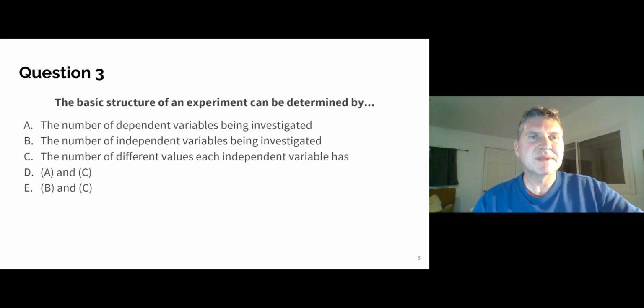A third question. The basic structure of an experiment can be determined by the number of dependent variables being investigated, the number of independent variables being investigated, the number of different values for each independent variable. So is it A and C, or B and C, or one of the three choices? The answer is B and C, because the number of dependent variables doesn't really influence our structure as much as B and C do. And we talked about this in lecture 6.